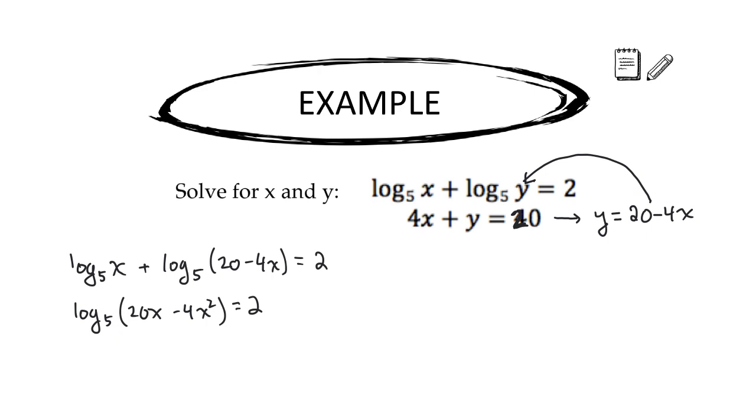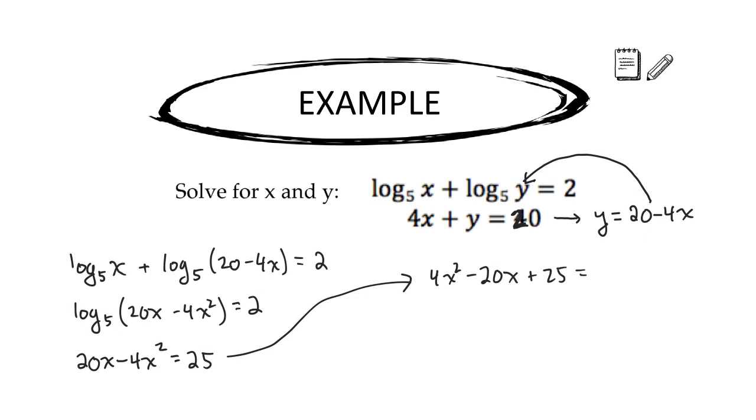Putting this logarithmic form into exponential form, I take the base of 5, raise it to the second power to get 25, and set that equal to the argument to get 20x minus 4x squared is equal to 25. A little regrouping tells me then that 4x squared minus 20x plus 25 is equal to 0, which is to say that (2x minus 5) squared is equal to 0, and x is equal to 5 halves.